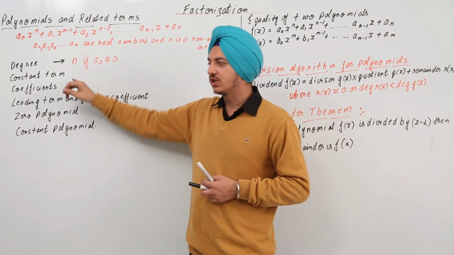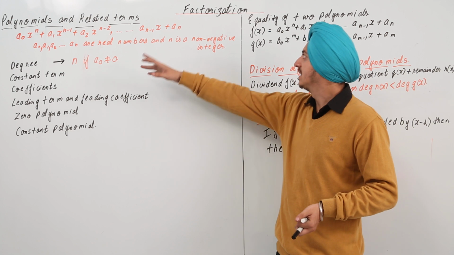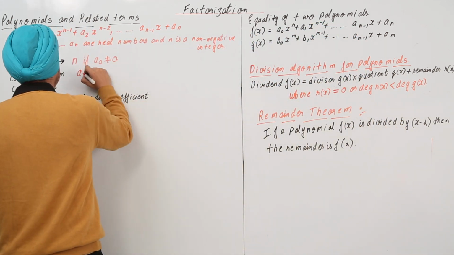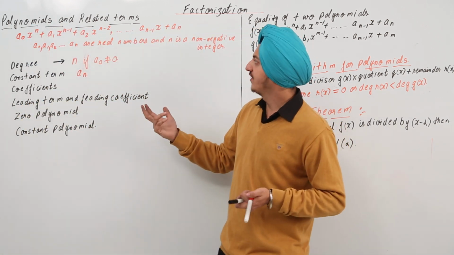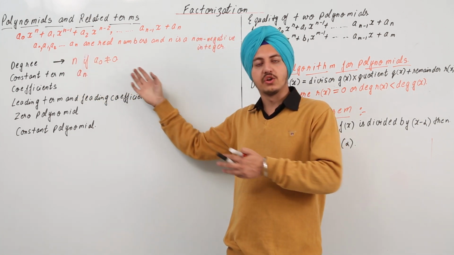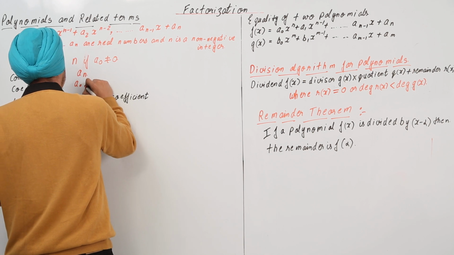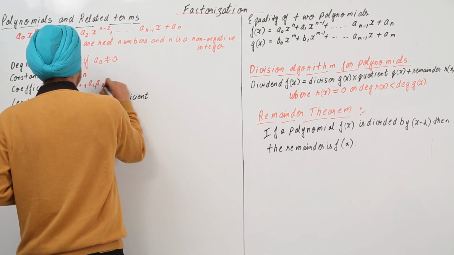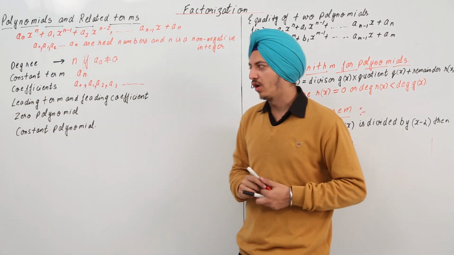What is a constant term? The constant term is the term which does not have x in it, which is a n. So this is very easy. The constant term is a n. What are the coefficients? Coefficients are all of these numbers, right? A naught, a1, a2, a3, and so on to a n. These are all the coefficients.